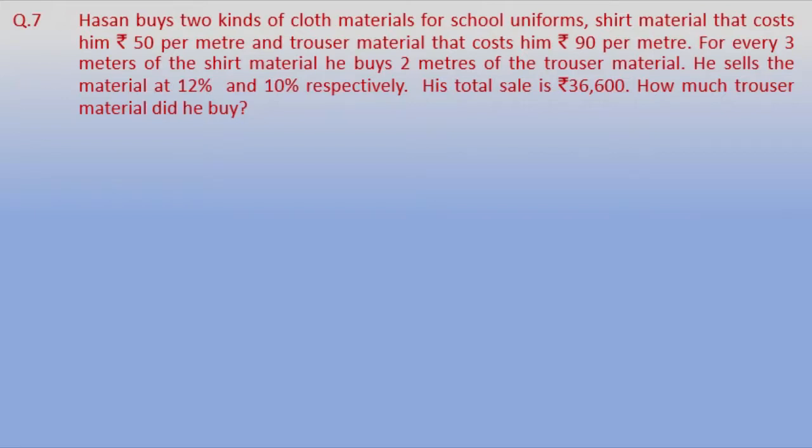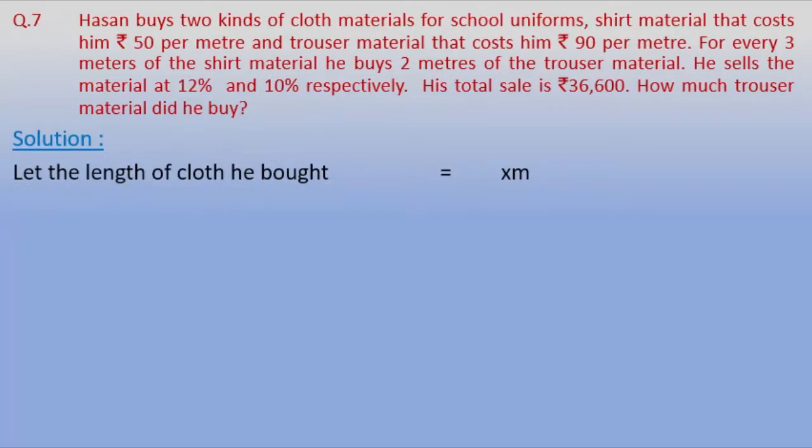His total sale is rupees 36,600. How much trouser material did he buy? Let the length of cloth materials he bought equal x meter.